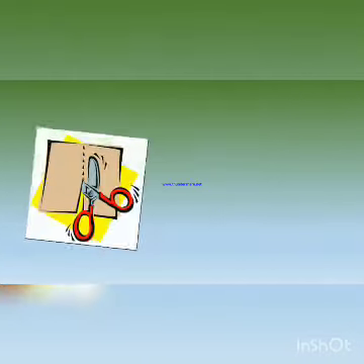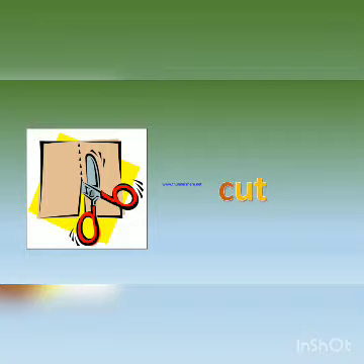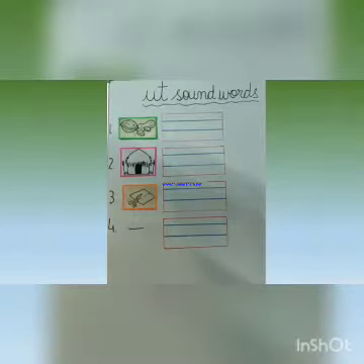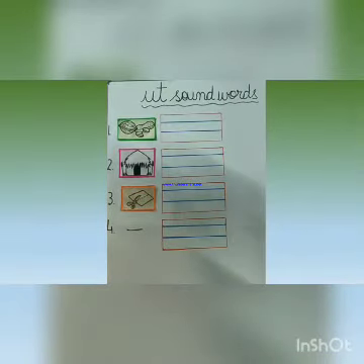At, nut, N-U-T, nut. H, at, cut, C-U-T, cut. The next word is b, at, but, B-U-T, but. Now let's see formation of these words.